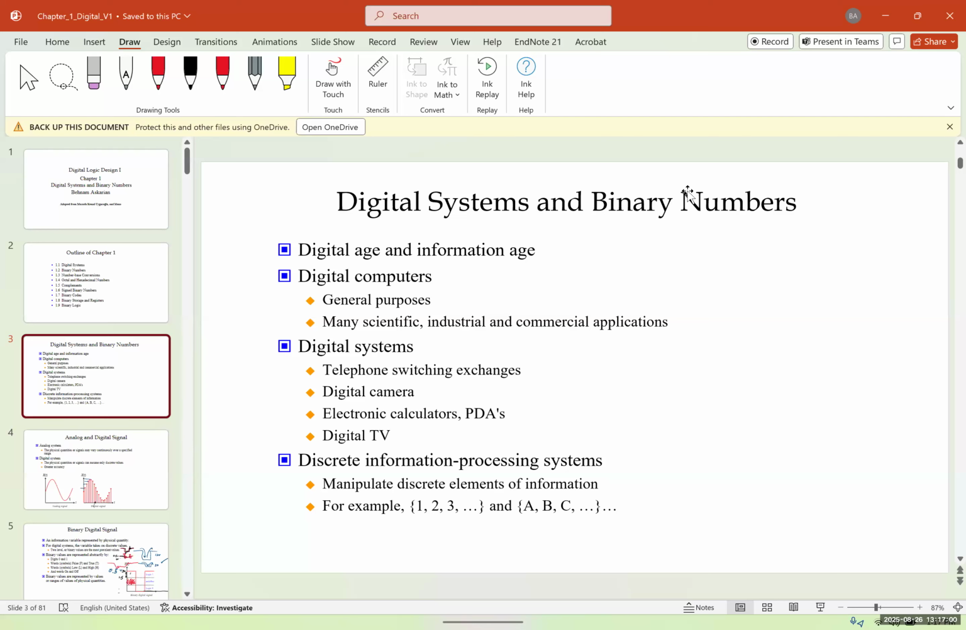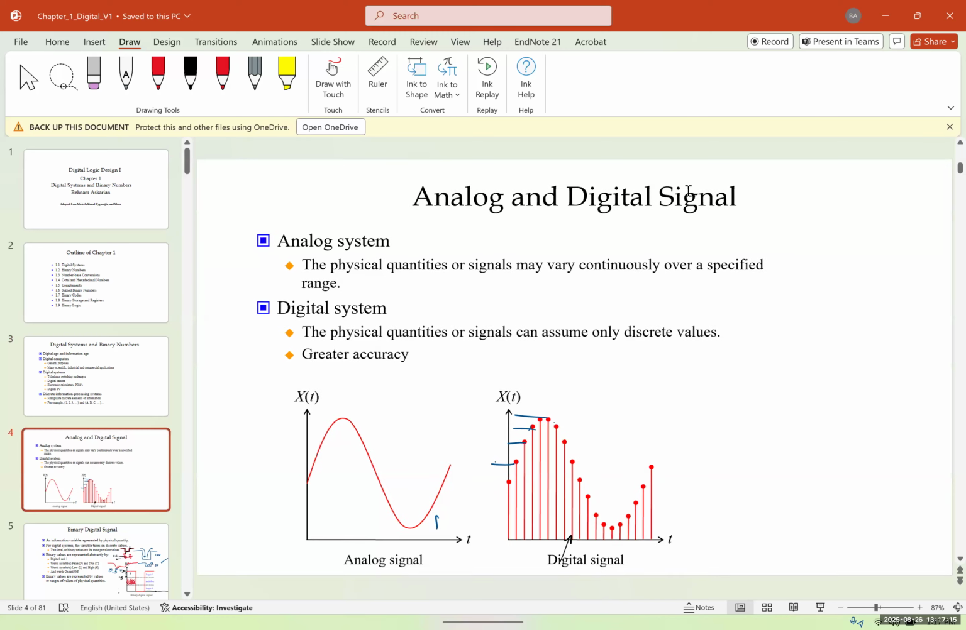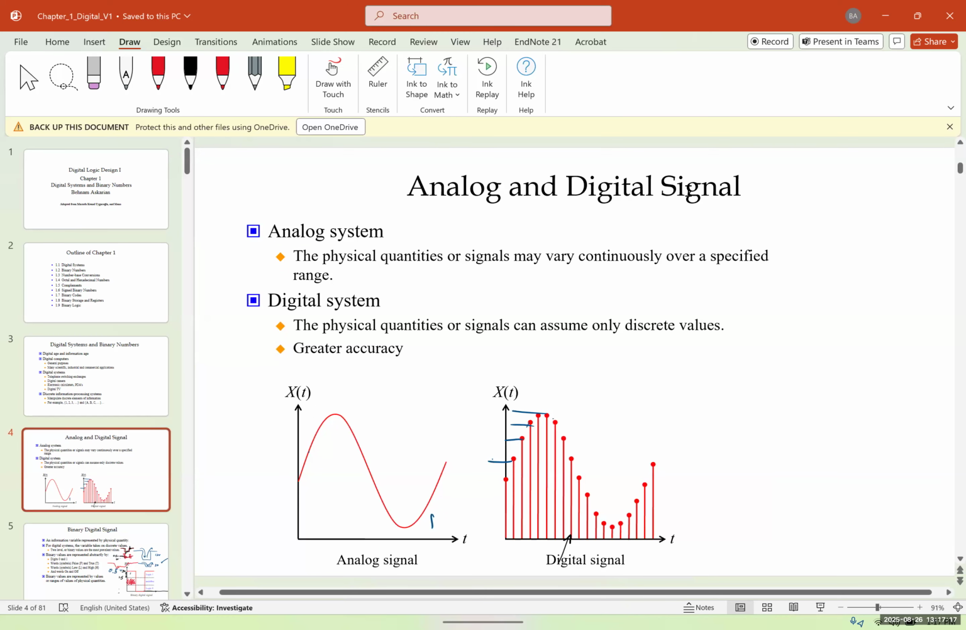And then we have the discrete information processing system, for manipulating discrete elements of information. For example, we have 1, 2, 3, and ABC, and I'll explain more about this. Now, what is an analog or continuous, and what is a digital signal?